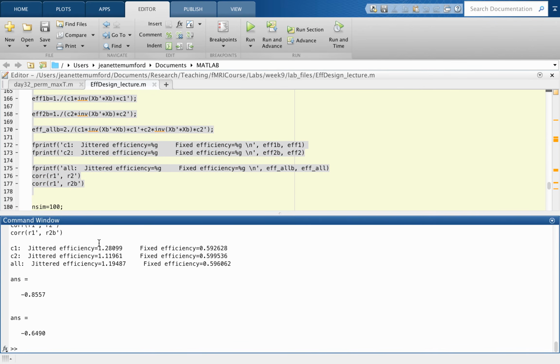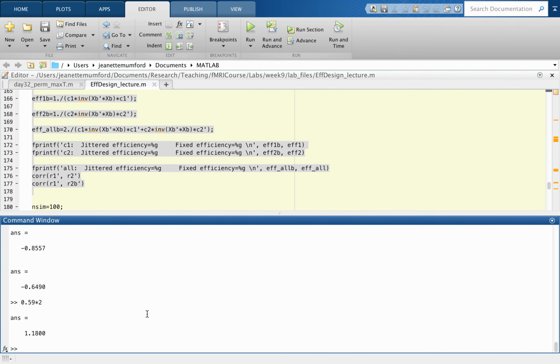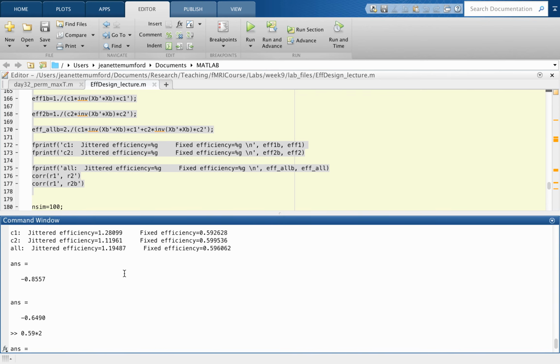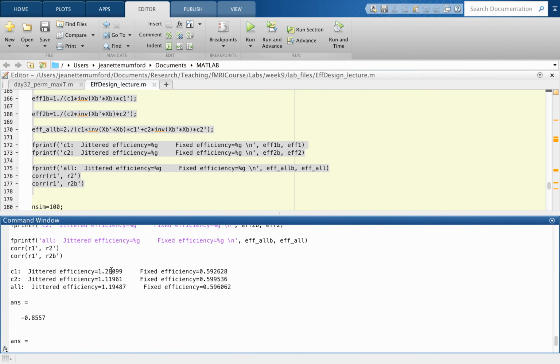So here we go. The jittered efficiency is 1.2, where the fixed efficiency was 0.59. That's a pretty big increase. That's double, right? 0.59 times 2 is 1.18. So this is over twice the efficiency. Well, at least for this first contrast. The second one's almost twice as big too. Anyway, the point is there's quite a boost in efficiency.